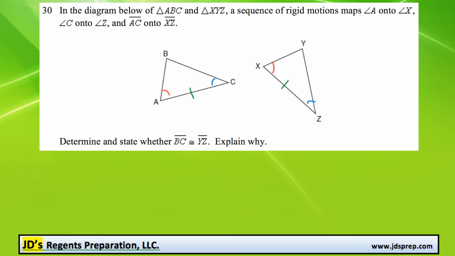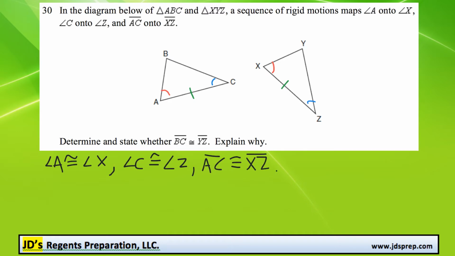Determine and state whether BC is congruent to YZ and explain why. Okay, well, we do know that angle A is congruent to angle X and that angle C is congruent to angle Z and the line AC is congruent to XZ.